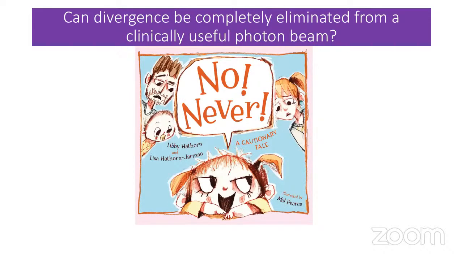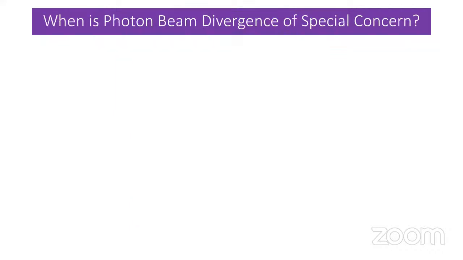So can you completely eliminate the divergence from a clinically useful beam? The answer is no, you can never. I'm talking of a clinically useful beam. We are not talking of a pencil beam or something else for some specific irradiation or experiment.